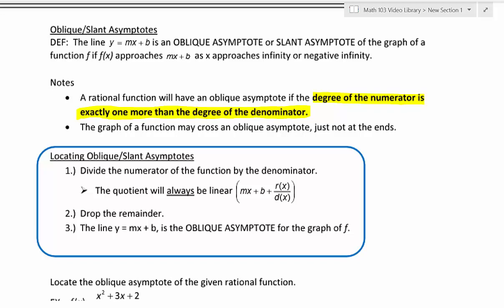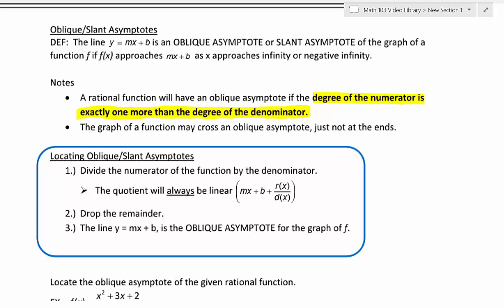Well, how do we go about locating oblique asymptotes? Since the degree of the numerator will be one larger than the degree of the denominator, we can actually perform division. So we'll divide the numerator of the function by the denominator. The quotient will always be linear because the degree of the numerator is exactly one larger than the degree of the denominator. Remember that the degree of the quotient is the degree of the dividend minus the degree of the divisor. So if they always differ by 1, we're going to be left with a quotient of degree 1.